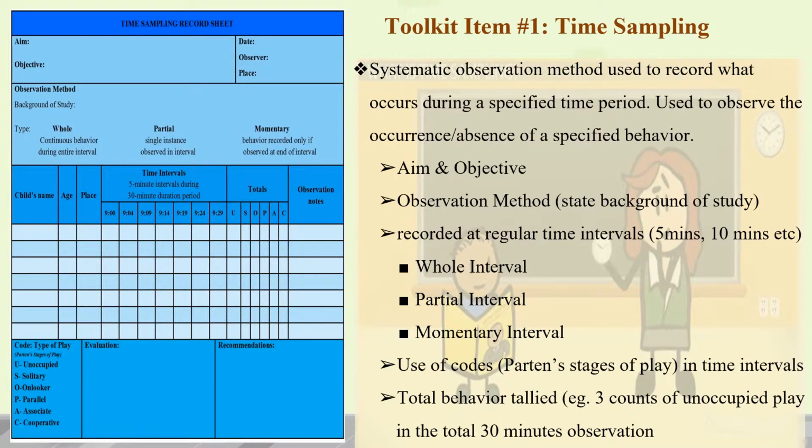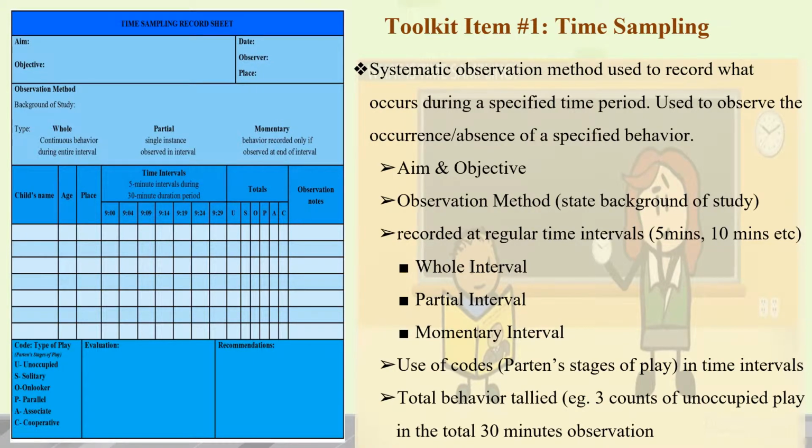And momentary interval, you would use this if you're recording the behavior that is observed only at the end of the interval. So you're not going to record it if you've seen it during the interval and it does not occur at the end when you look up. So for instance, at 9 o'clock, if you look up, you would observe what occurs during that time that you looked up to observe the child.